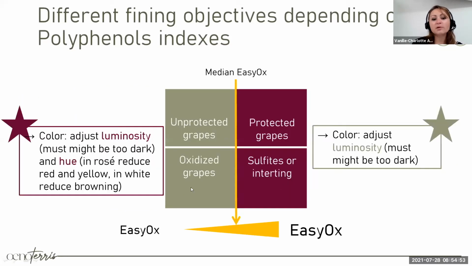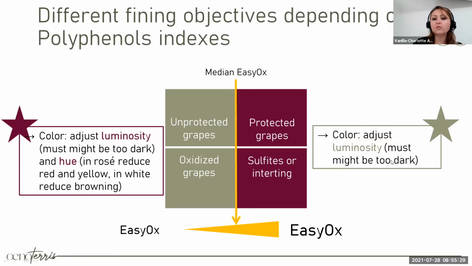When we're looking a little bit more at the Esiox, if we're in a category where it's E minus, so lower than the median, the grapes were unprotected, meaning that they were a little bit oxidized already, so we can have some browning in the musts. In that case, fining is mainly about adjusting the luminosity, because the must might be too dark, and the hue, especially in rosé, reduce both red and yellow, and in white wine reduce the browning.